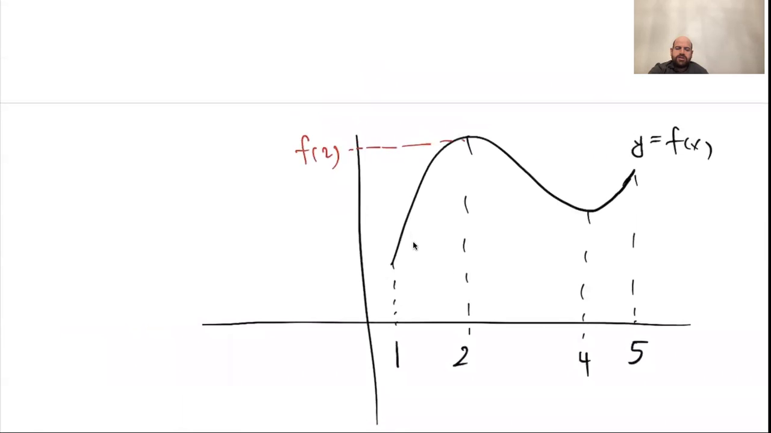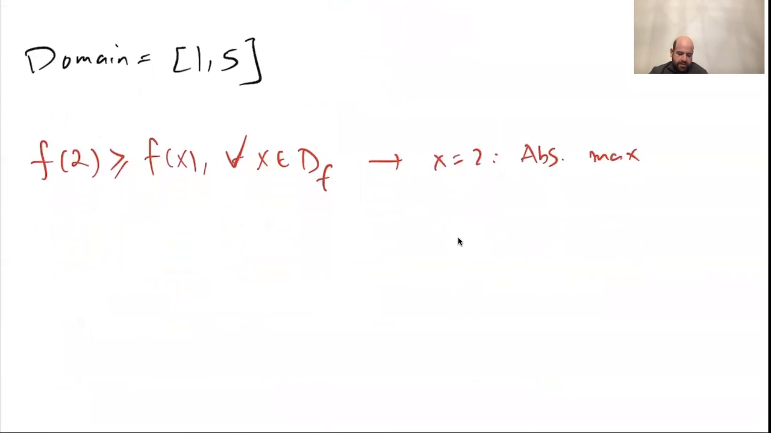Similarly, which output is the smallest output among all outputs of this function? Well, again, obviously, f of 1 is the smallest output compared to all other outputs. f of 1 is smaller than f of 1.5 or 2 or 2.5 or any other output for the function. So we can say f of 1 is less than or equal to f of x for every x in the domain of f, and that means x equals 1 is absolute mean.